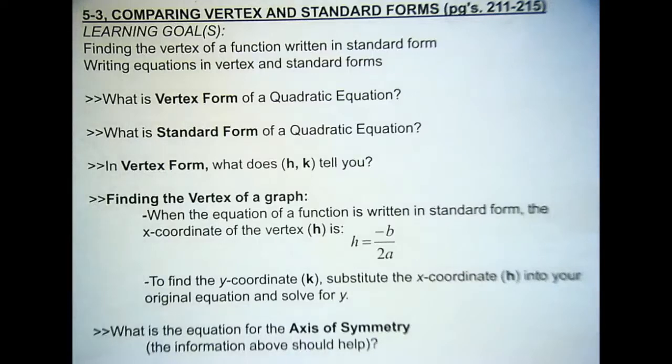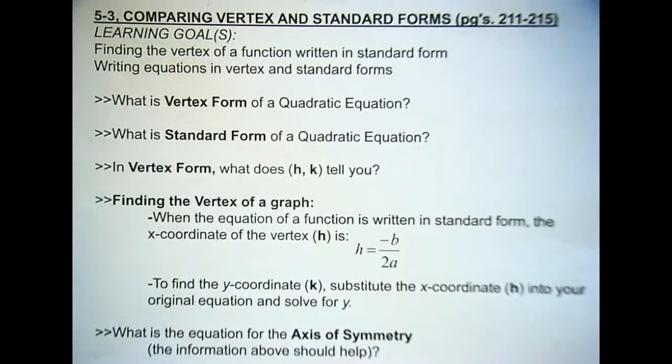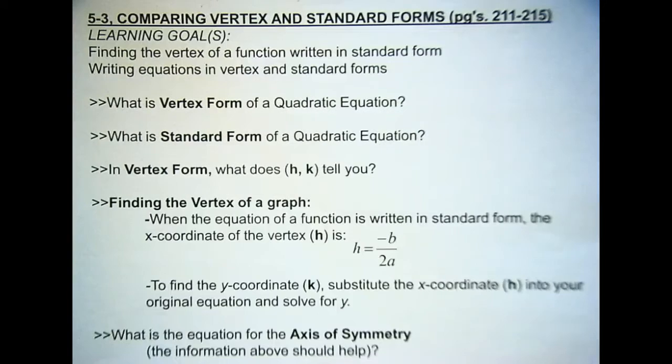Hey, today we're dealing with vertex and standard form, and we talked about this a bit on Friday. It'll be kind of a continuation of that. Before we get too far into today's lesson, I want you to take out Friday's assignment. Let's go ahead and score that up. Make sure that we understood what we talked about Friday.